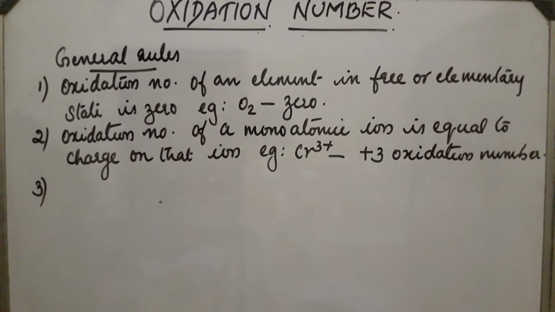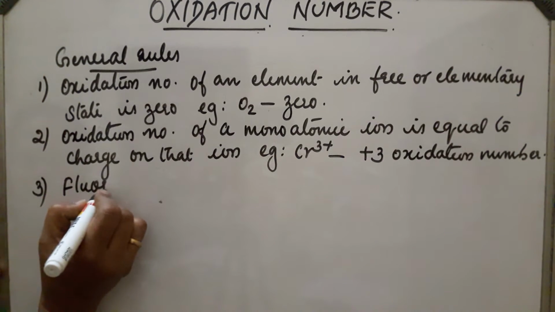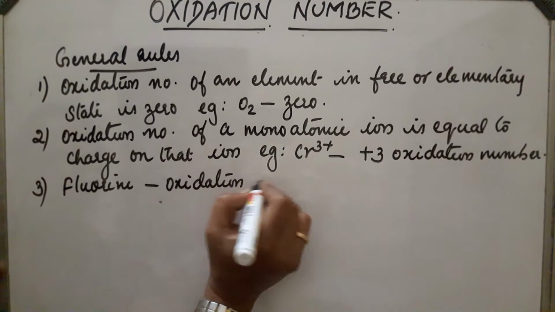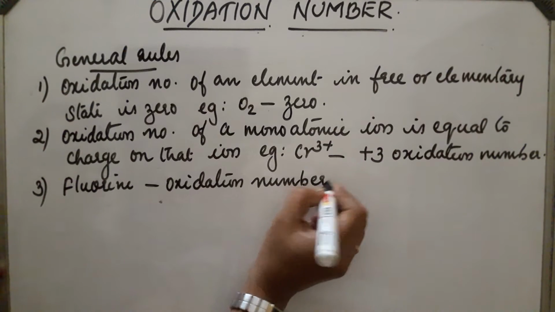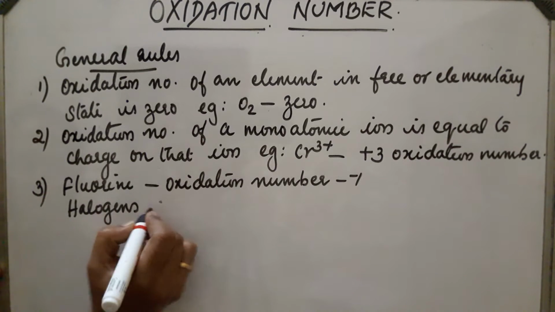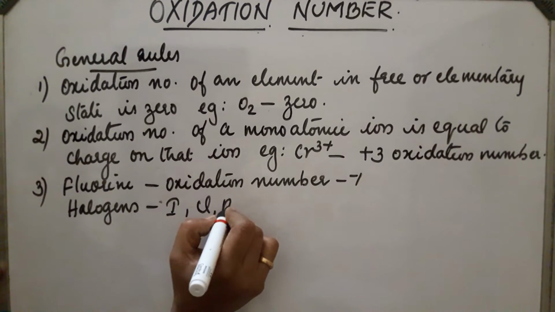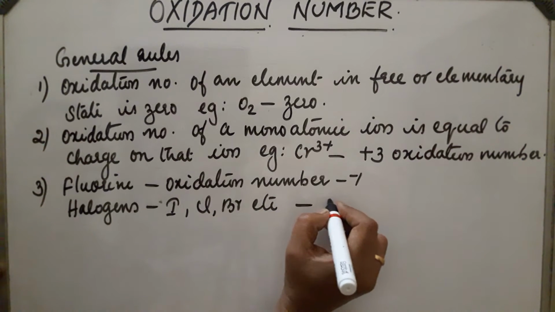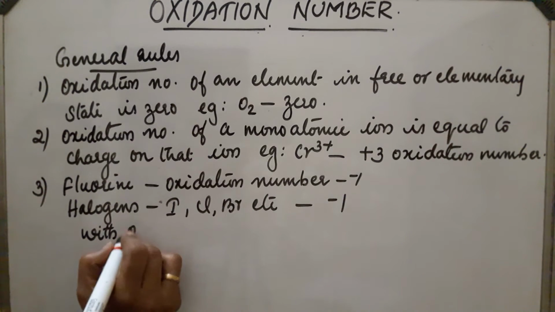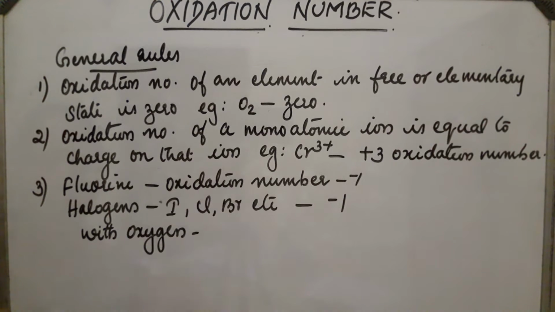Third point, oxidation number of fluorine is -1. Also, in the case of halogens like iodine, chlorine, bromine, etc., oxidation number is -1. But when halogens combine with oxygen, they have positive oxidation state.